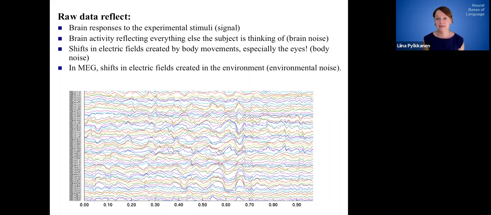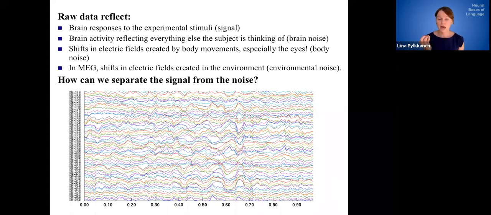And then finally, and this is more MEG specific, in the environment, there's lots happening. These labs are usually either in hospitals or in university buildings. So there are lots of shifts in electric fields in the environment. So like if your MEG lab is next to an elevator that's going up and down, well, that's a lot of electromagnetic noise. And even smaller things give you lots of noise. So the fundamental question then is, how can we capture the signal from the noise? The raw data is going to reflect all of this.